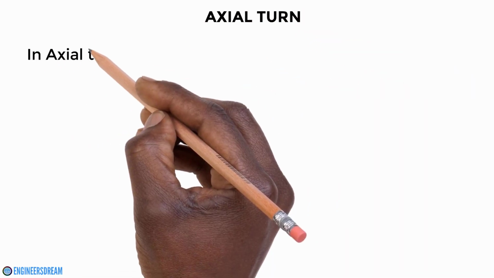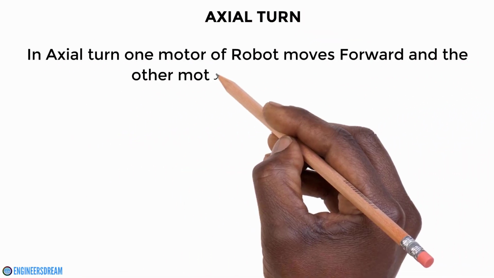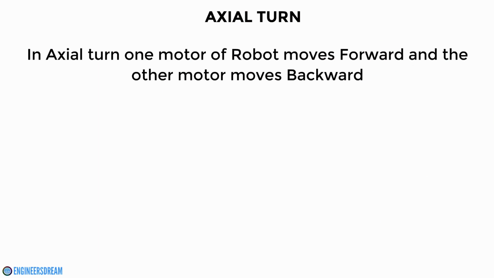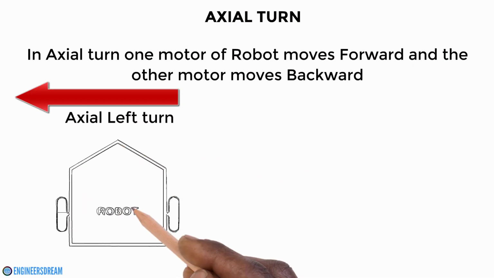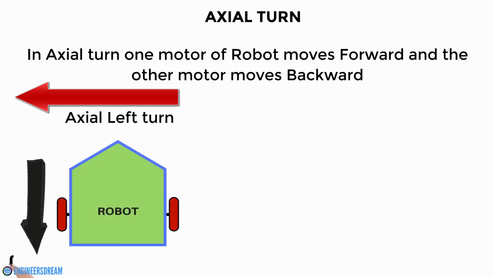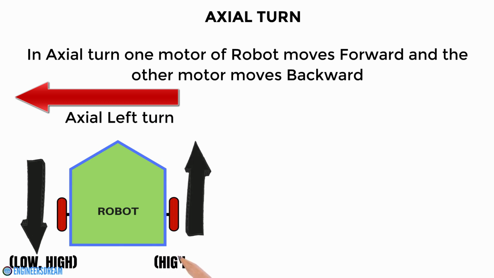In an axial turn, one motor of the robot goes forward and the other motor of the robot goes backward. Now, if you want your robot to take an axial left turn, then the left motor should go backward. That is, we will write a condition of low-high on the left motor, and the right motor should go forward. That is, we should write a condition of high-low on the right motor.